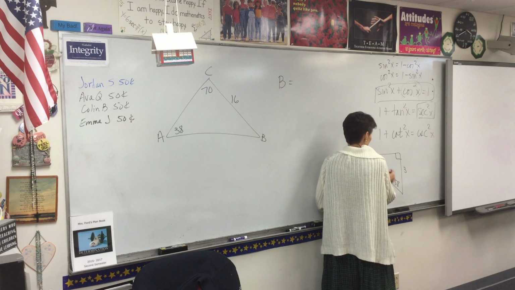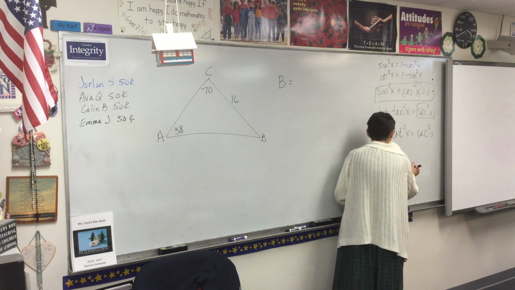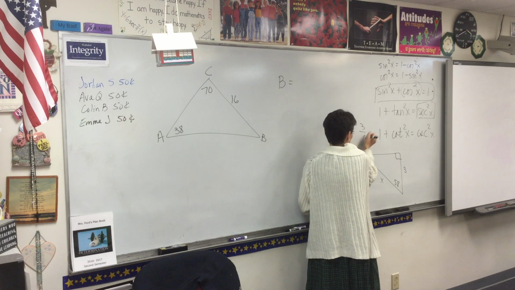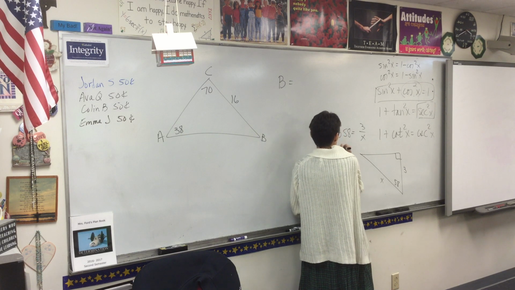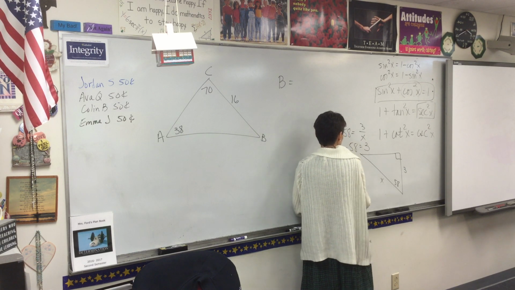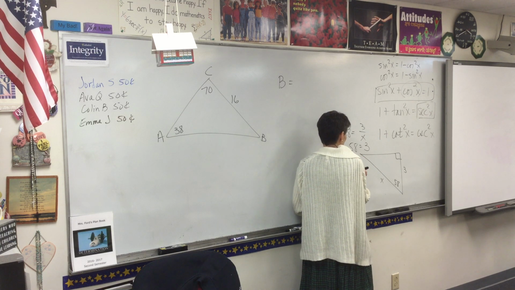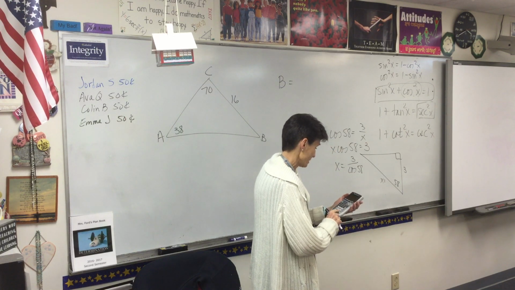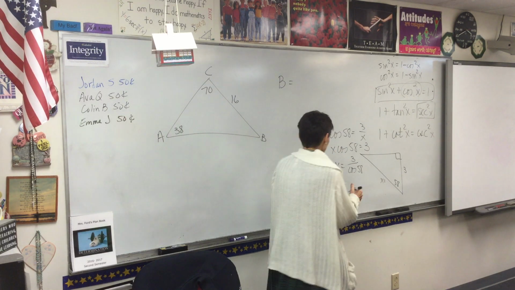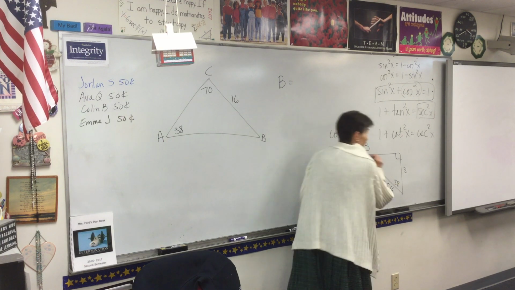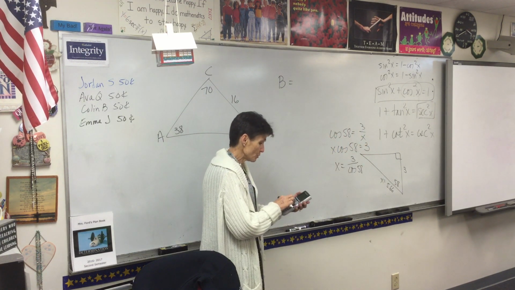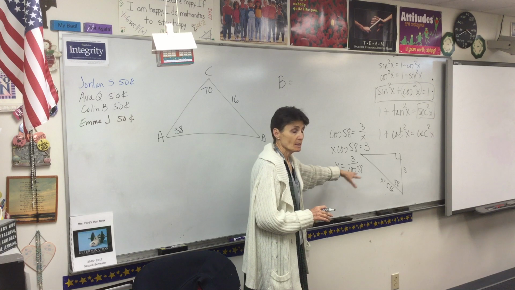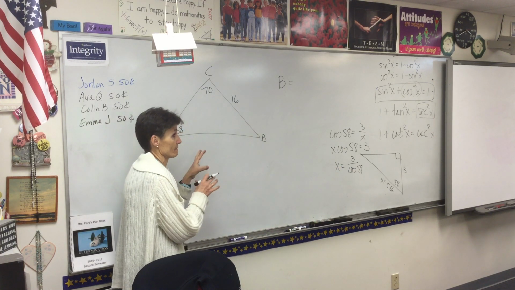How does this work? I need a sine, cosine, or tangent. So cosine. So I'll say cosine 58 equals 3 over x. So x cosine 58 equals 3, and x equals 3 over cosine 58. So you would tell me the answer is 5.66, and you're done. So you just solved for a part of the triangle. Now we're going to solve the whole thing.